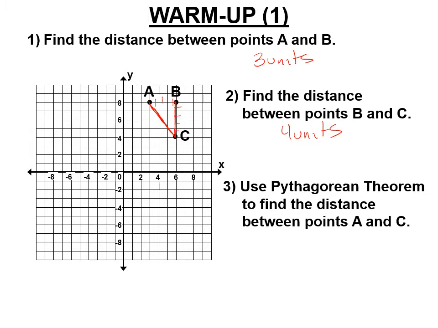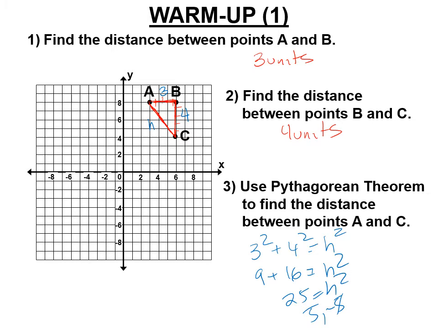But let me draw that whole thing in now. And hopefully we're seeing a right triangle. And it turns out you can count the distance of this leg, count the distance of that leg, and then you can use the Pythagorean theorem to find the diagonal distance there, right? So we know that the two legs are 3 and 4. You already know the answer. And so 9 plus 16 equals h squared, 25 equals h squared, and distances have to be positive, so the distance here is 5 units.